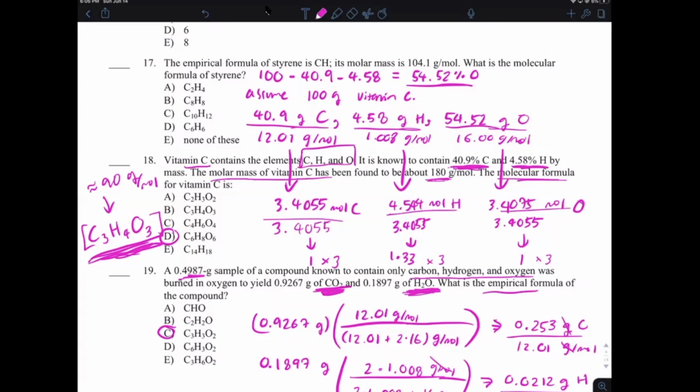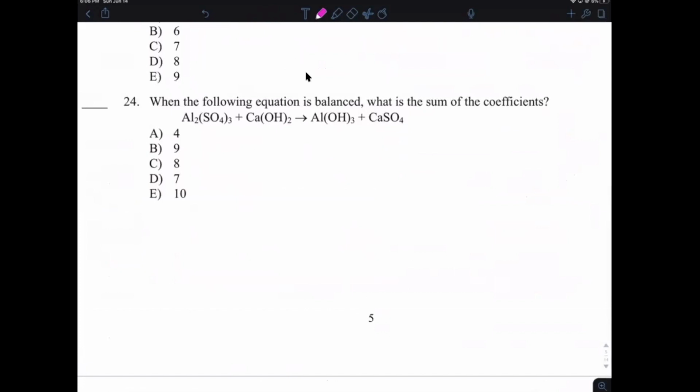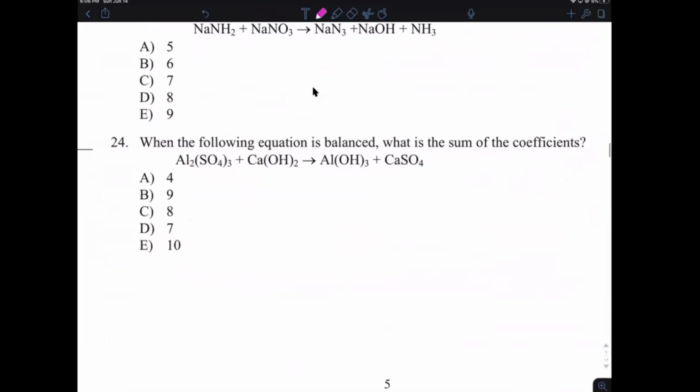Okay, 24. All right, so this one is asking us to balance this thing. So if you balance something that has these polyatomic ions, just think of them as one big chunk. So you should always start by doing the most complicated ones first. So let's try balancing SO4 first. Yeah, I think that would be a good way to go.